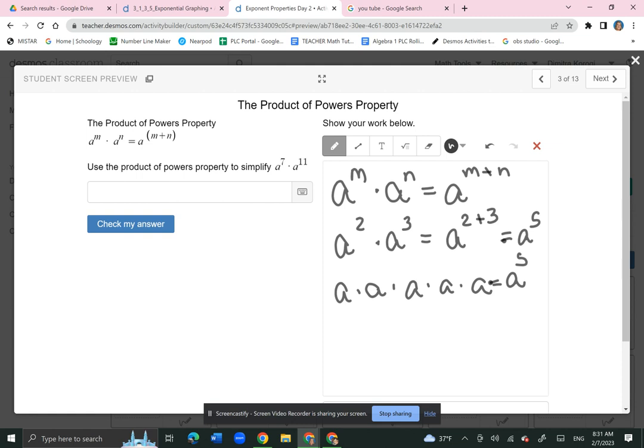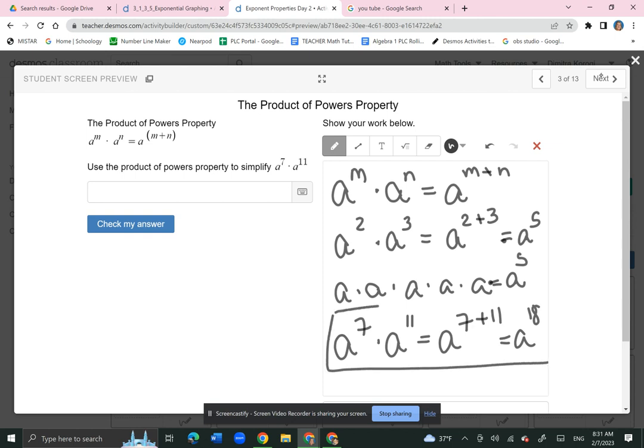So let's try this one. Use the product of powers property to simplify a raised to the power of 7 times a raised to the power of 11. So I'm just going to add the exponents. So a raised to the power of 7 plus 11 is equal to a raised to the power of 18. And that's it. And you need to show this work, please.